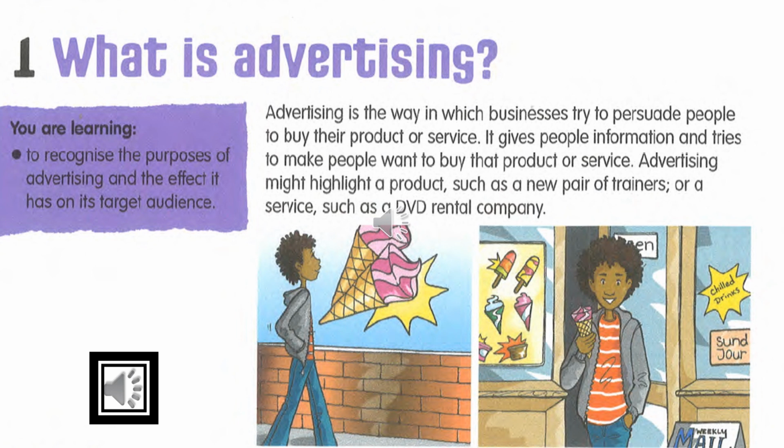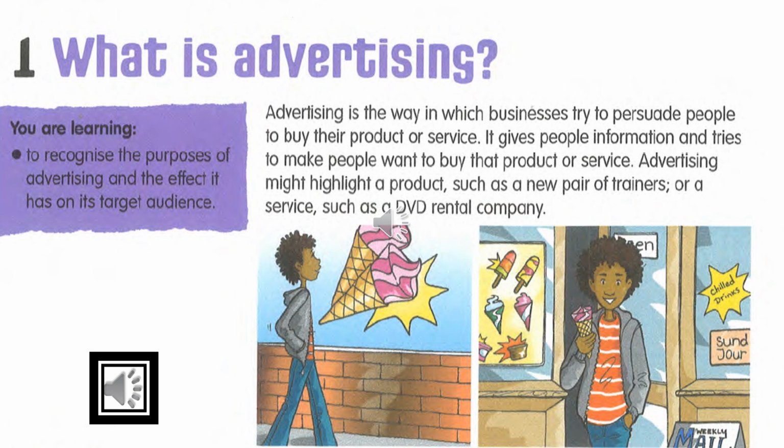So from here, from the text, you can see advertising is a way in which businesses try to persuade. It's all about persuading people to buy your product or your service, to give more information and try to make people want to buy a product or a service, even when they are not willing to buy them. So advertising is by you telling them, giving them reasons why they should participate or why they should buy your product or your service.